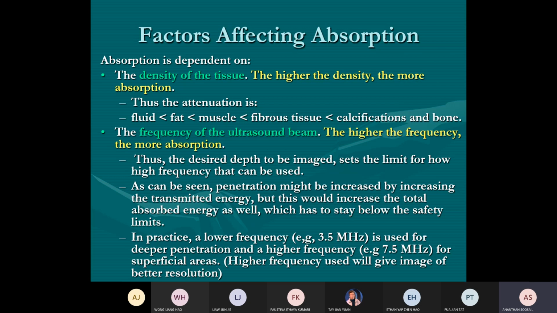The desired depth to be imaged sets the limit for how high a frequency can be used. When will you use a high frequency, and when will you use a low frequency? What is the benefit of using high frequency? High frequency means better resolution. A kidney stone of small size can be detected by using ultrasound with a high frequency.